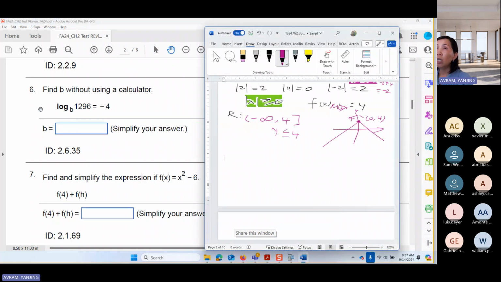Okay, so you want to solve for b without using a calculator. Okay, so how do you solve for b not using a calculator? We have log base b of 1296 equal to negative 4. So that means I will need to convert this one into an exponential equation, okay? So how do you convert?